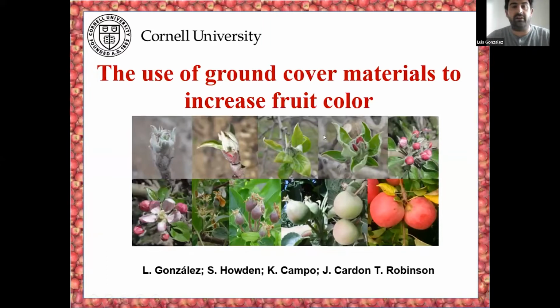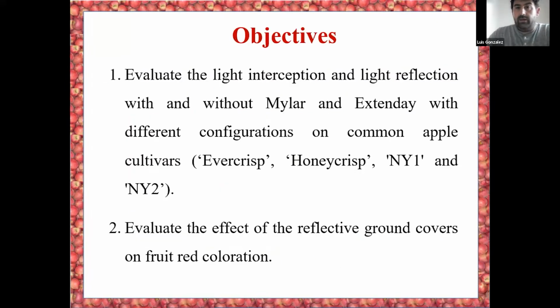Good afternoon. The title of my presentation is "Use of ground cover materials to increase fruit color." In these trials, there are two objectives. The first is to evaluate the light interception and light reflection with and without Mylar and Extenday with different configurations on common apples: Evercrisp, Honeycrisp, NY-1 and NY-2. And the second objective was to evaluate the effect of the reflective ground covers on fruit red color.